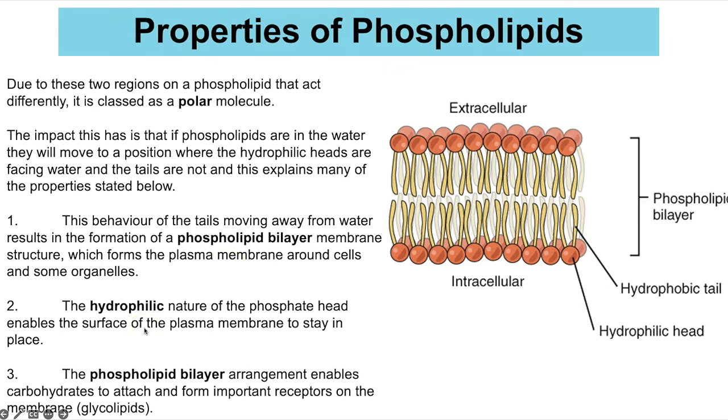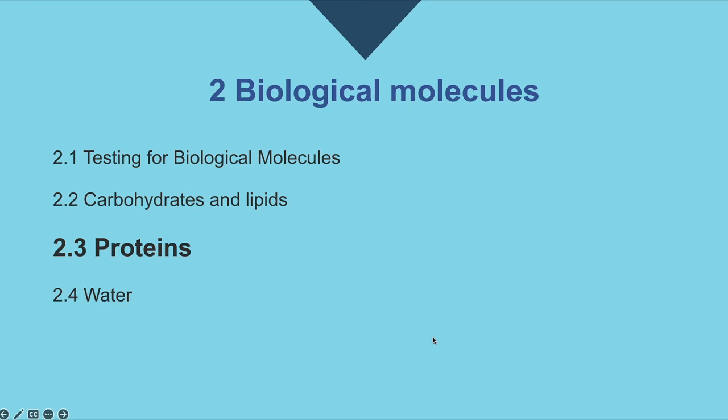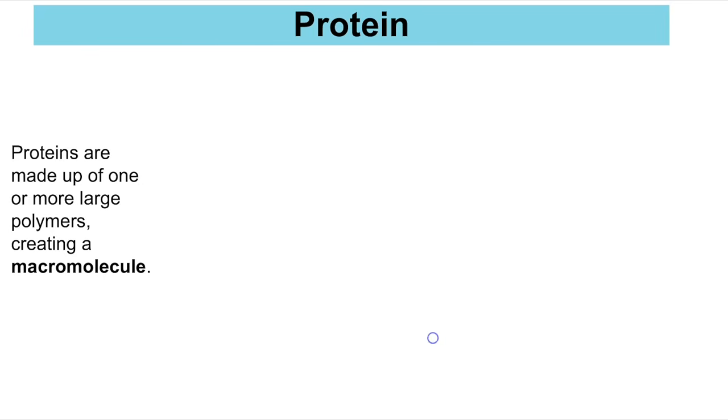And the hydrophilic nature of the phosphate head enables that surface of the plasma membrane to stay in place. And the phospholipid bilayer arrangement enables carbohydrates also to attach and form important receptors on the membrane, and that would be your glycolipids. So next then we're going to move on to the proteins.